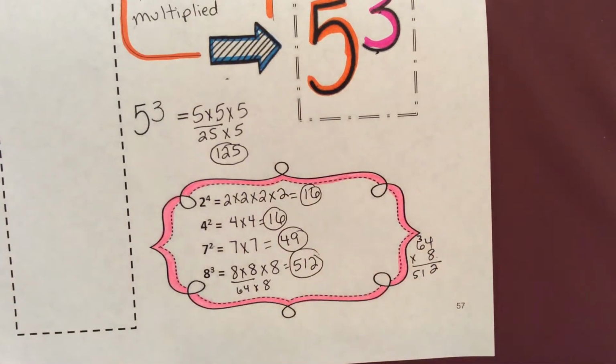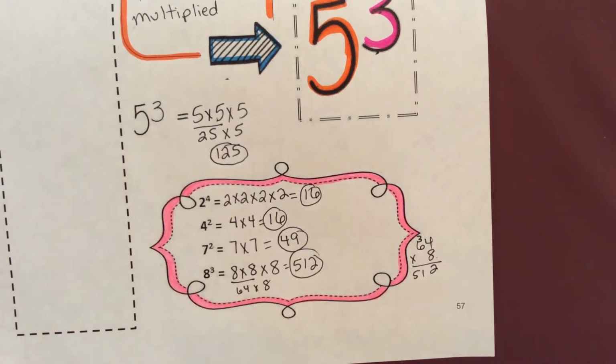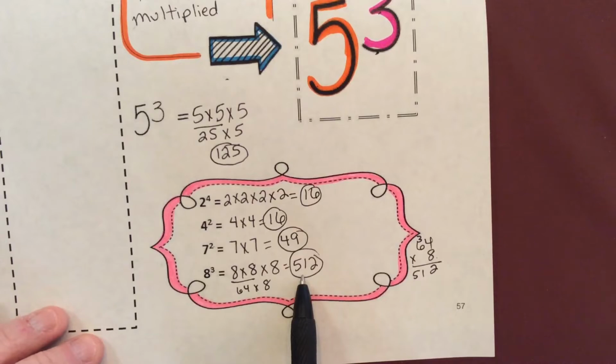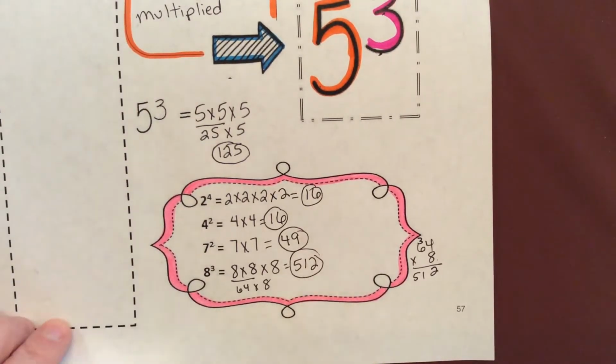Okay, when you hear the phrase that something is increasing exponentially, that means that it starts out multiplying and then the numbers get huge really fast. If I multiply by another 8, 500 times 8, I'm going to end up with like 4,000 something, okay?